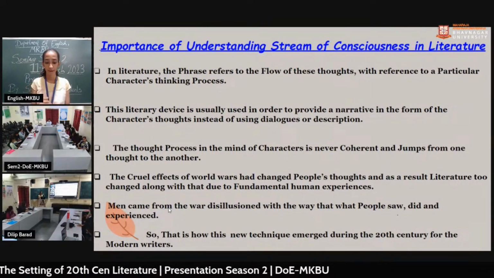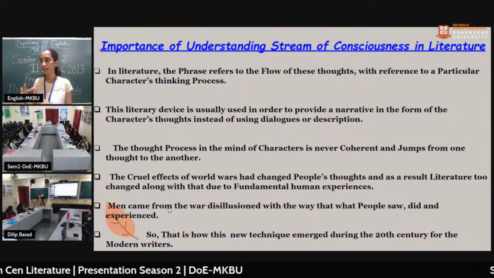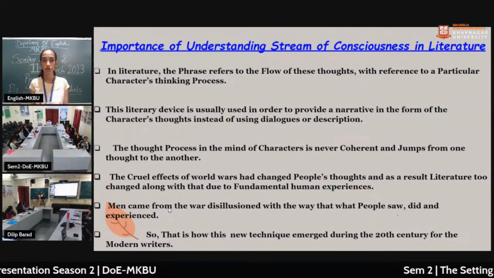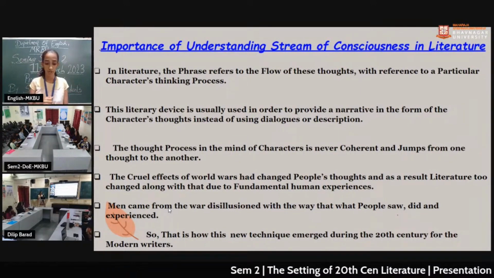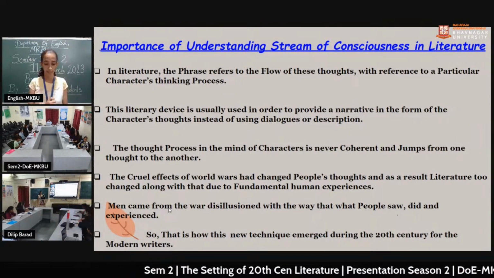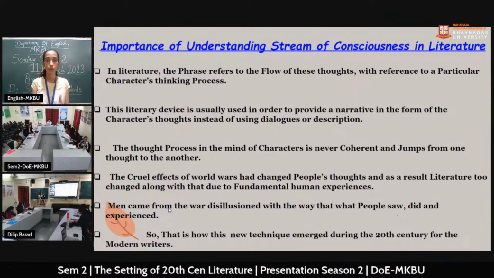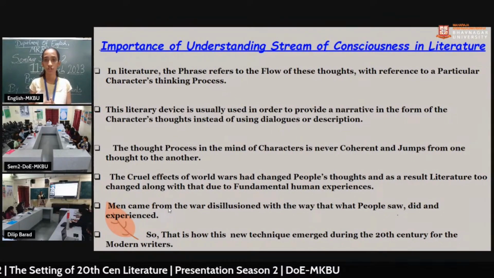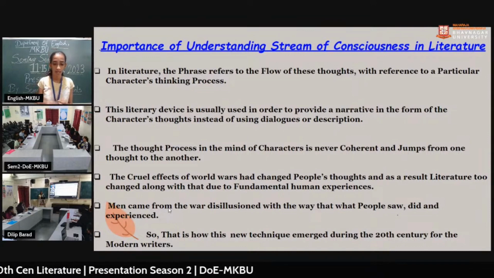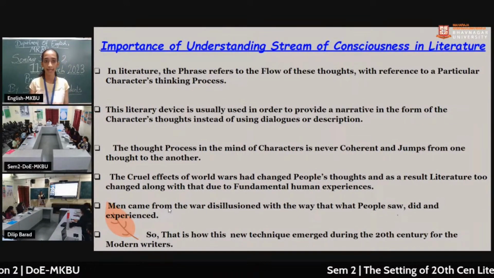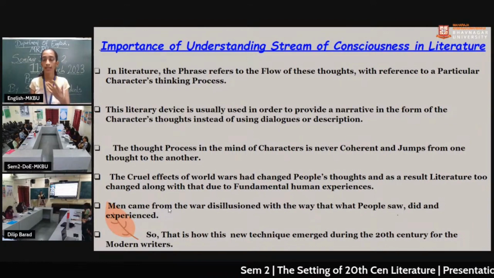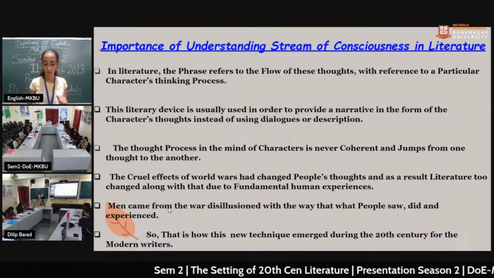After the cruel effects of the world war, people's way of looking at things also changed, and that is why literature also changed along with that due to the fundamental human experiences. And that is why this new technique, stream of consciousness, helped a lot in depicting or reflecting people's thoughts or ideas about what they saw, did and experienced during the world war.